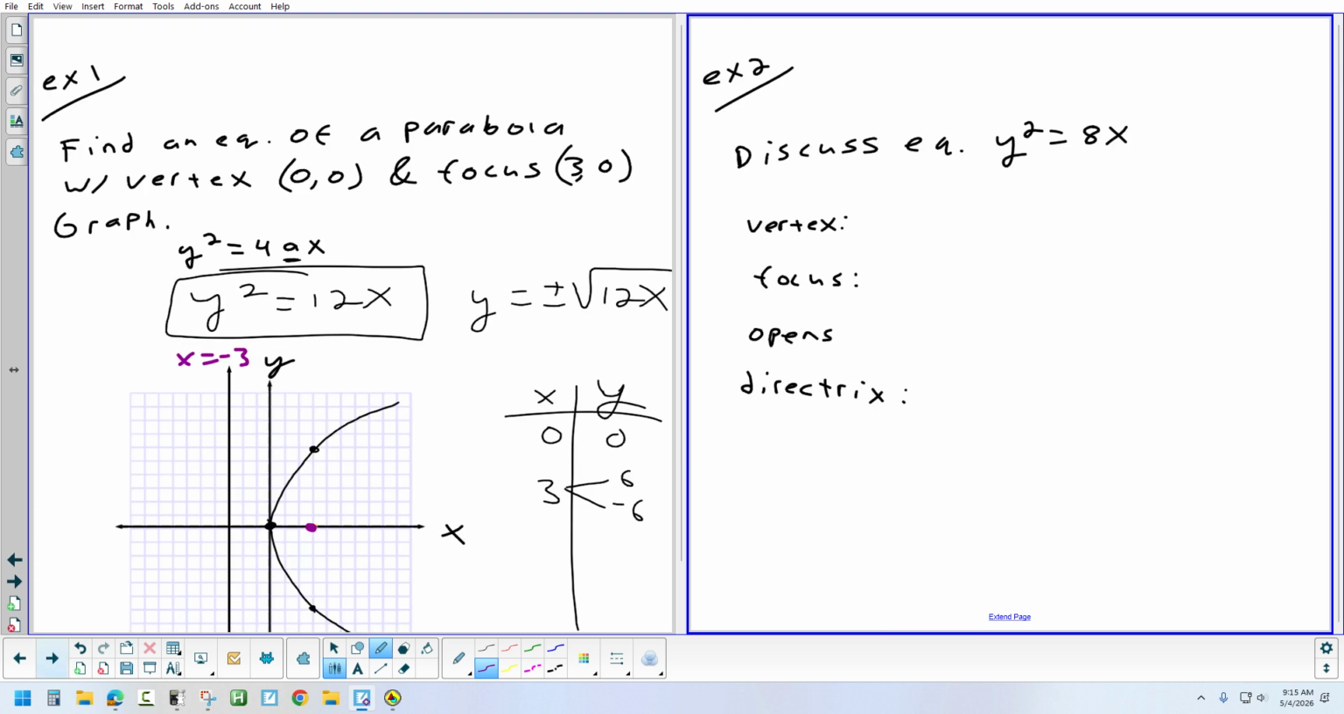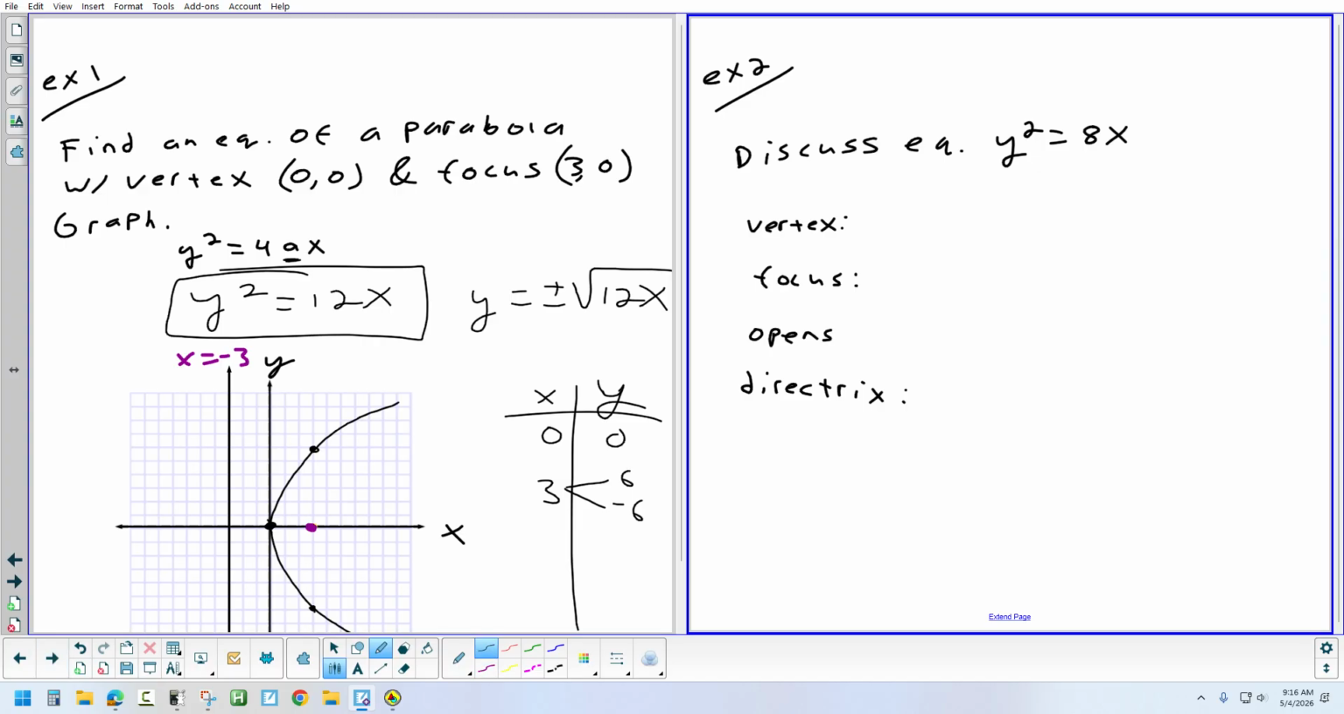All right. Let's try this one. So this one's a little different. This time I'm giving you the equation, and I want you to tell me all about the parabola. I want you to tell me the vertex, the focus, which way it opens. Your options are up, down, left, right. And I'd like the equation of the directrix.